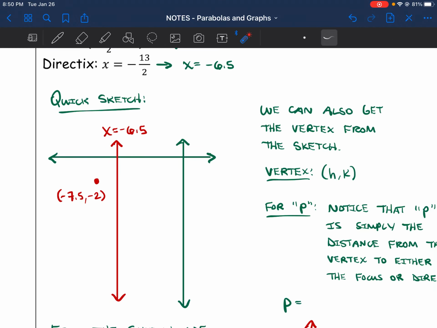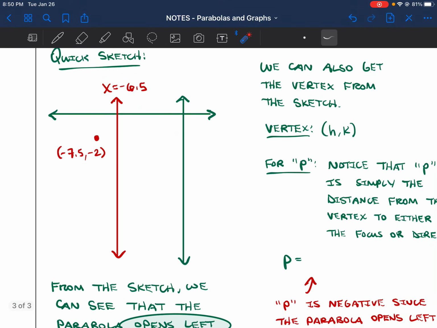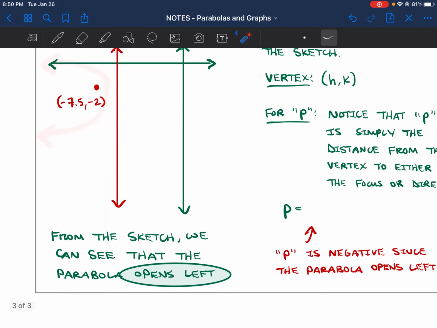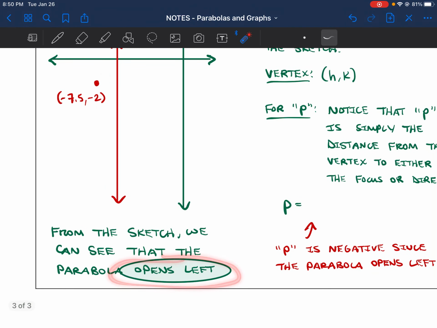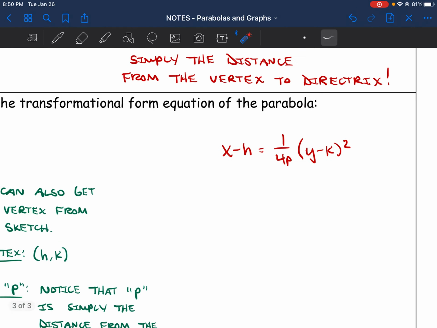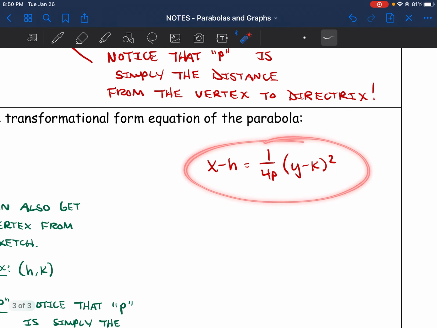So a couple things that this tells us. Number one, we know that the parabola opens away from the directrix. So we know the parabola is going to be opening to the left. This is the first thing this quick sketch is going to tell us. And again, once we know that it opens to the left, we know the equation that we're going to end up using.